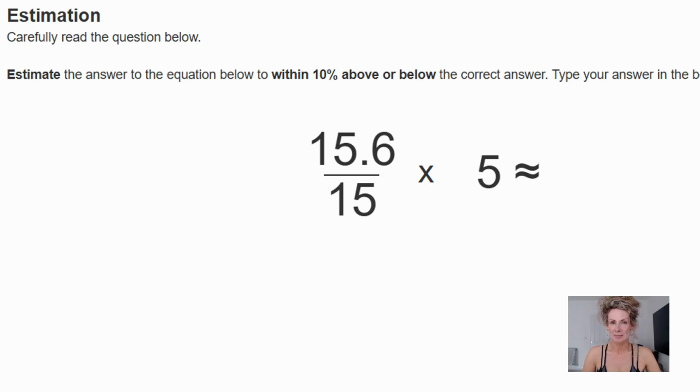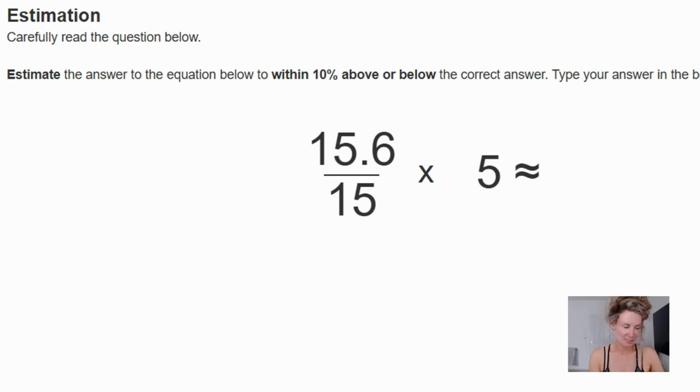This video is about estimation. The question is asking you to be within 10% above or below the right answer. When we're considering these fractions, we need to realise that the top and the bottom have got to have something in common. So rather than thinking about it as rounding, try and have something in common with the bottom number. In this case, the bottom number, because that's the whole number. So the one that isn't a whole number is what we're going to estimate.